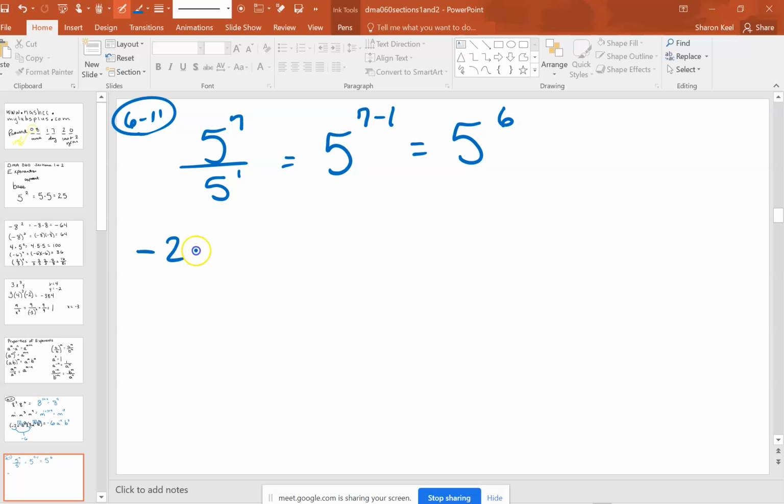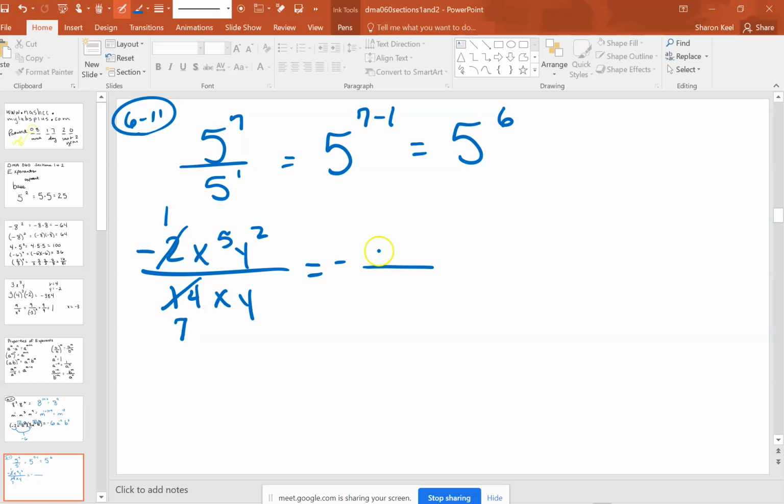Okay, we have a negative 2, x to the 5th, y squared, over 14, xy. The negative 2 and the 14: what's going to happen is the 2 cancels out and becomes a 1. The 14 becomes a 7. So we still have a negative, a 1 here, a 7 here. For the x's, what is 5 minus 1? 4. What is 2 minus 1? Just 1. And there's not an x or y left in the bottom. This whole number 1 is technically not necessary, so you could leave that off and write it as negative x to the 4th y over 7.